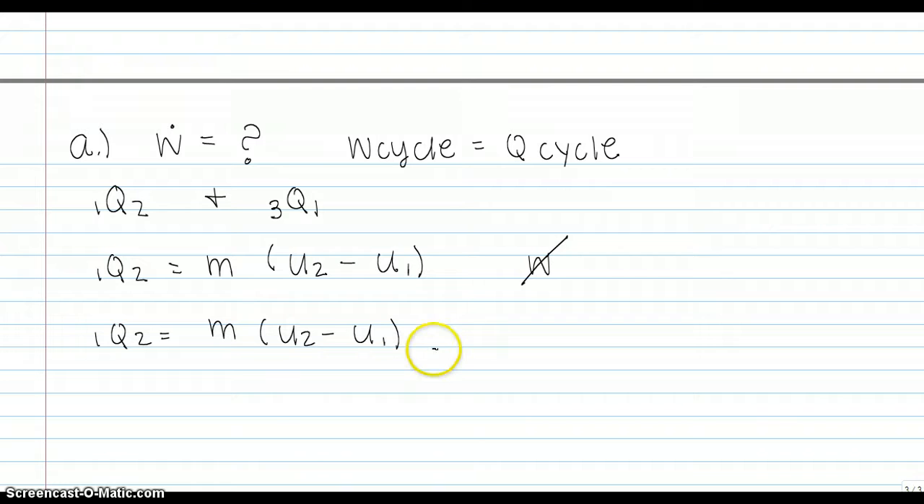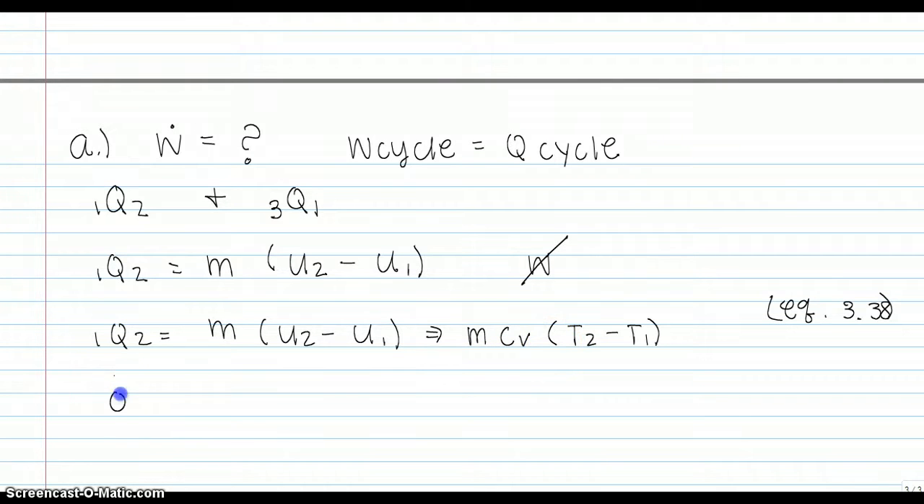In our equation sheet, there's equation 3.38 that states that this becomes m C of V times T2 minus T1. Once we get that equation, we just plug in our values because we have the mass, we have C of V, we have T2 and T1.